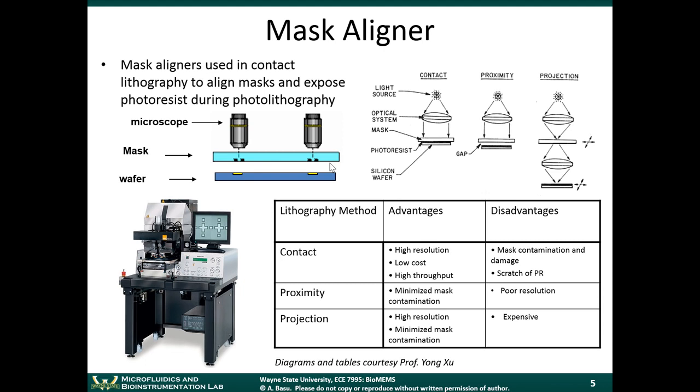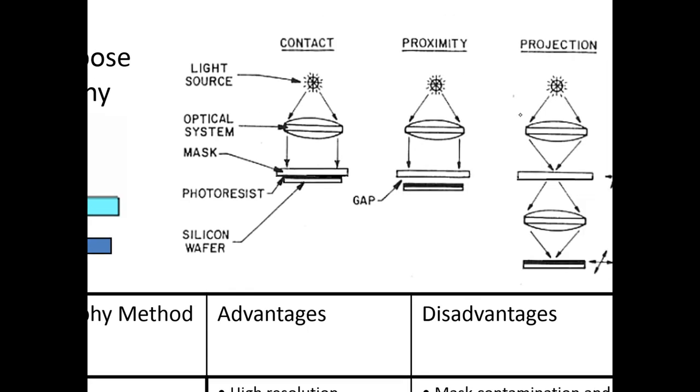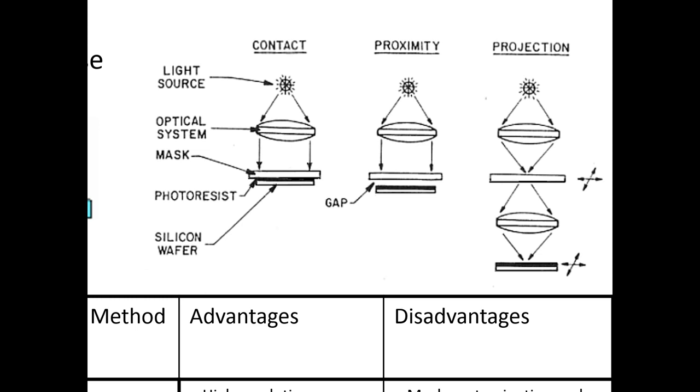So there's a few different modes of lithography. Let's look at this diagram here. The first mode of lithography is called contact mode lithography. So we have the light source up here. The light source is typically some type of ultraviolet light.